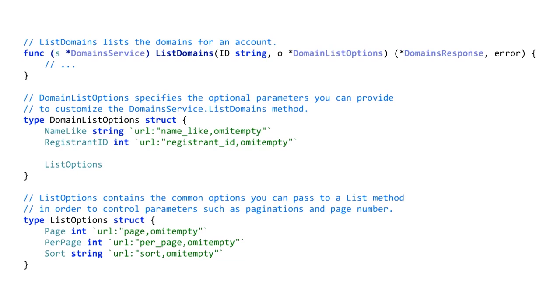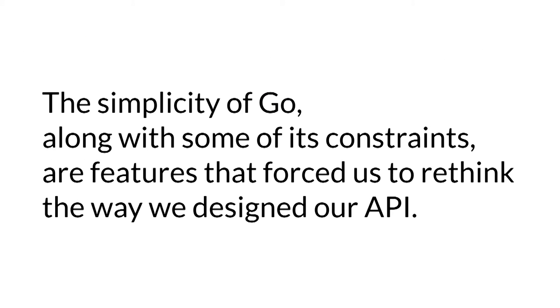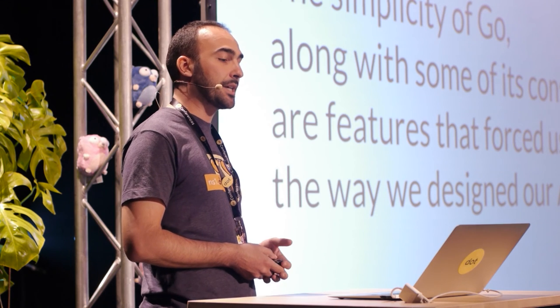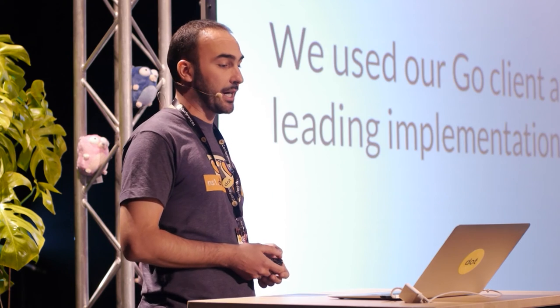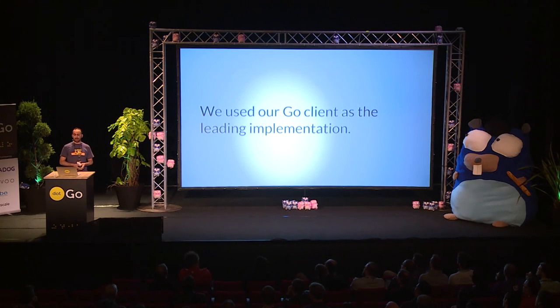One more example: we also realized that in some cases we abused optional parameters in our existing clients, or we overcomplicated method signatures. In Go, you have to explicitly pass all the arguments. Hence, we had to carefully rethink the design of our clients and make them simpler. The simplicity of Go, along with some of its constraints, are sometimes treated as a limitation of the language. But instead, for us, these features force us to rethink the way we design our API. We used our Go client as the leading implementation, and we let it guide our design decisions.